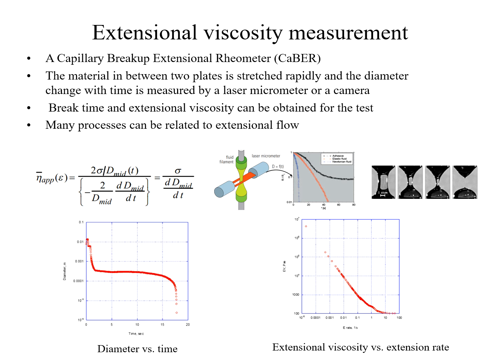Many processes can be related to extensional flow. So the bottom figure on the left shows the diameter versus time, and the bottom right shows the extensional viscosity versus extension rate.